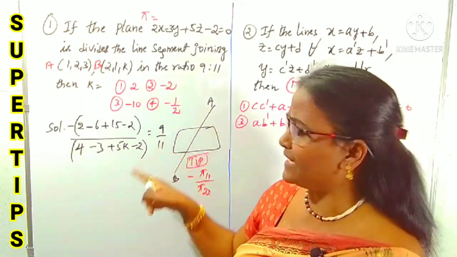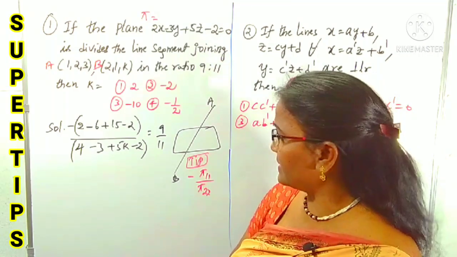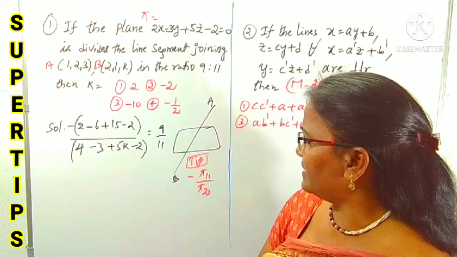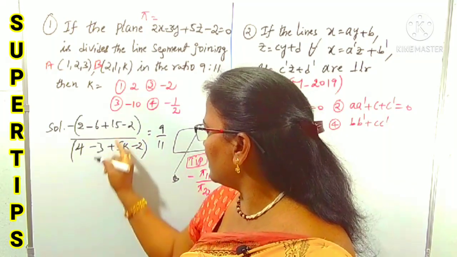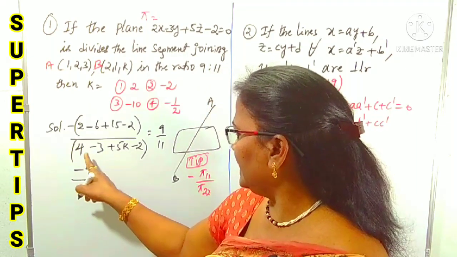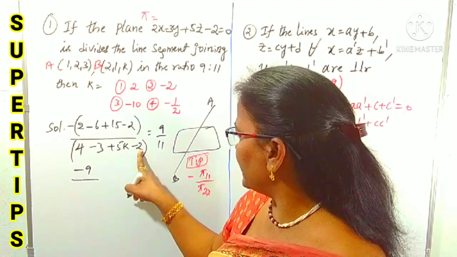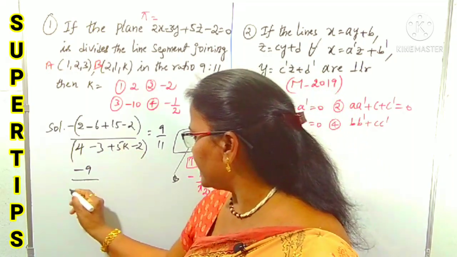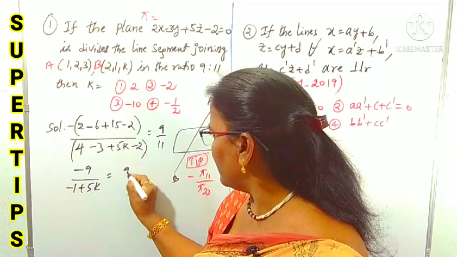9 is to 11, means 9 by 11. From that we can find the k value simply. So can you find it in the next step? Yes, simply you can understand here. Plus 2 minus 2 cancel, 15 minus 6 is 9. In the denominator, 4 with minus 2, minus 3 minus 2, minus 5. 4 minus 5 is minus 1, plus 5k, is equal to 9 by 11.